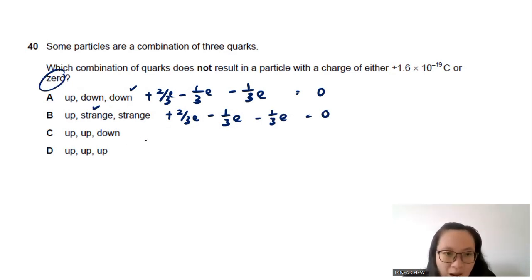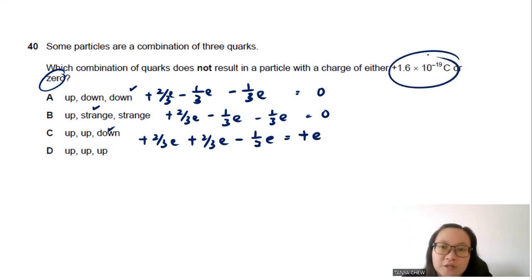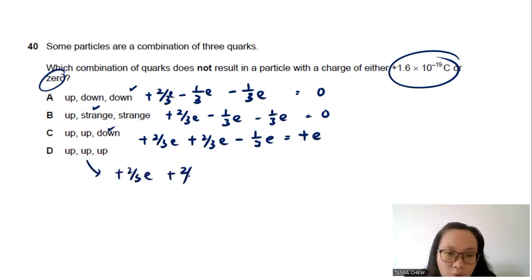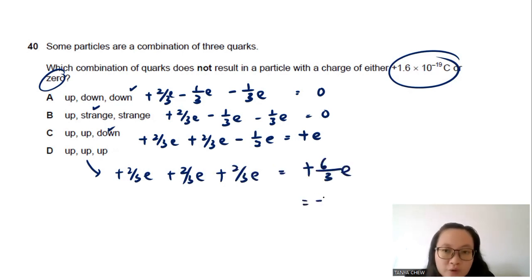This one C, up is positive 2 over 3 e, positive 2 over 3 e, negative 1 over 3 e. So I get positive e. This is also true because positive e is equal to positive 1.6 times 10 to the power negative 19, the charge of one electron. Up, up, up, positive 2 over 3 e, positive 2 over 3 e, positive 2 over 3 e. So it is positive 6 over 3 e, which is positive 2e. This is wrong. D is the answer.